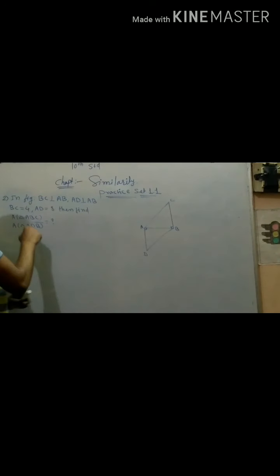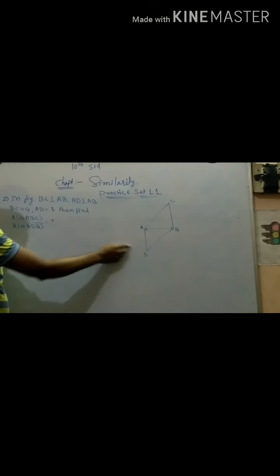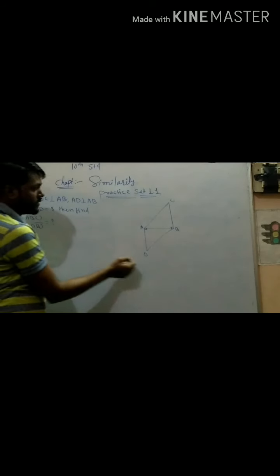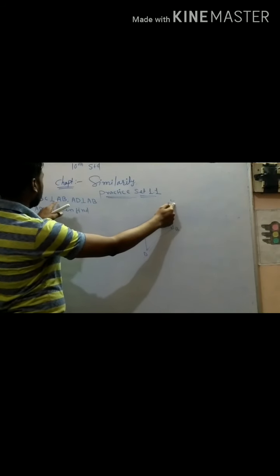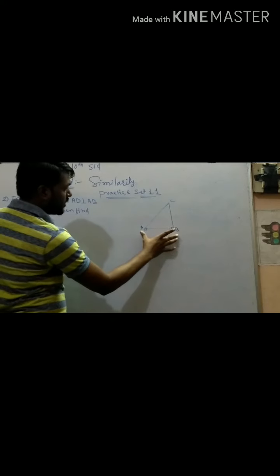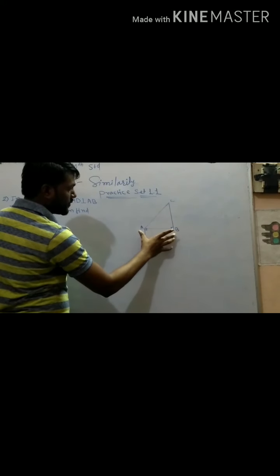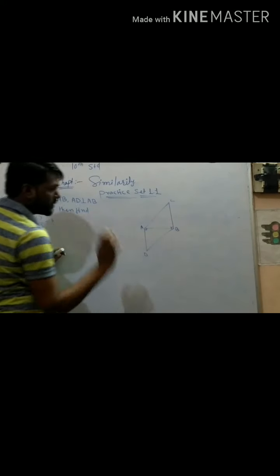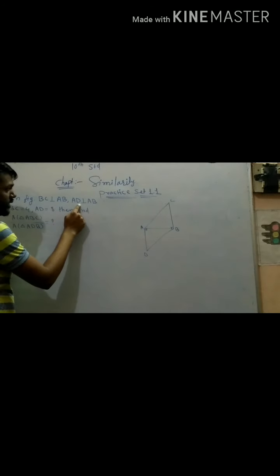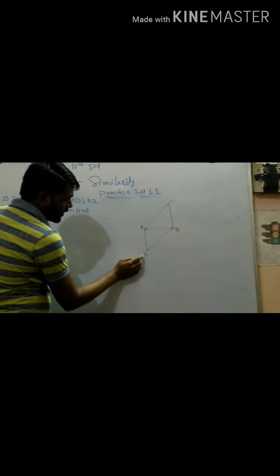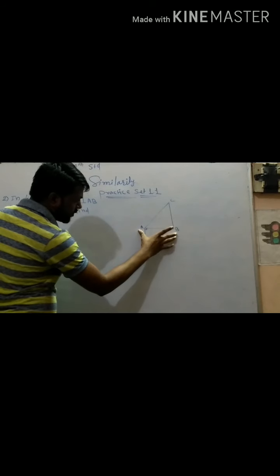So in the figure, BC is perpendicular to AB. BC is perpendicular, it means this is a right angle triangle. So AB is the base and BC is the height of this triangle. It means ABC is a right angle triangle.